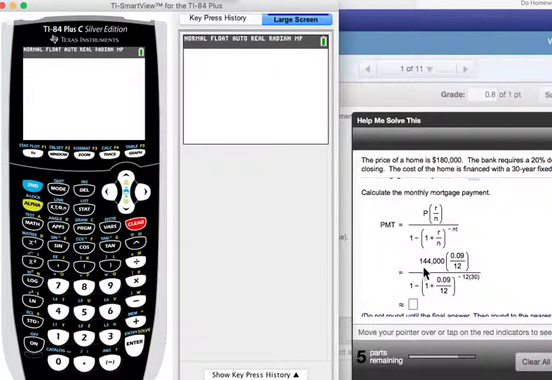Okay, so we have 144,000 times 0.09 divide by 12. Press enter. That gives you the numerator, 10,080. Okay, you want to take that number and divide it by two terms in the denominator.